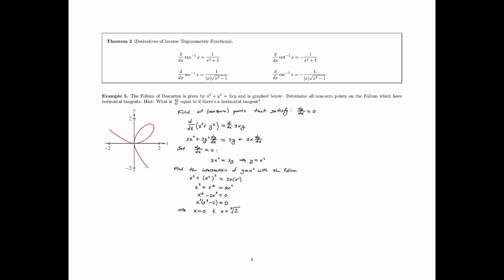Now, this question specified that we're looking for non-zero points. So although x equals 0 does satisfy this equation and the folium's equation, it does not satisfy the additional constraint that we were not looking for 0 points. So I'm just going to go ahead and say that this is irrelevant for us. So this cube root of 2 is the correct answer.